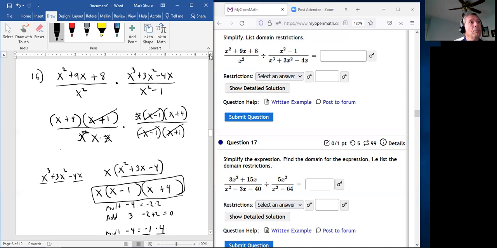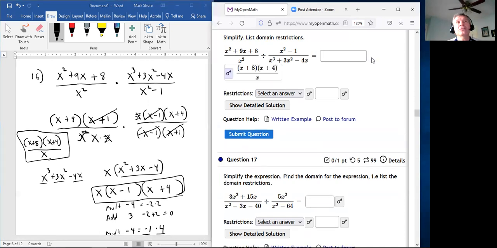Well, up on the top, I have an x plus 8 and an x plus 4, right? On the bottom, I just have an x. And so guess what? That is the answer to this problem right there. So if I click on here, look, you're going to see that is the answer. x plus 8, x plus 4, bingo, over x. It's a long problem.